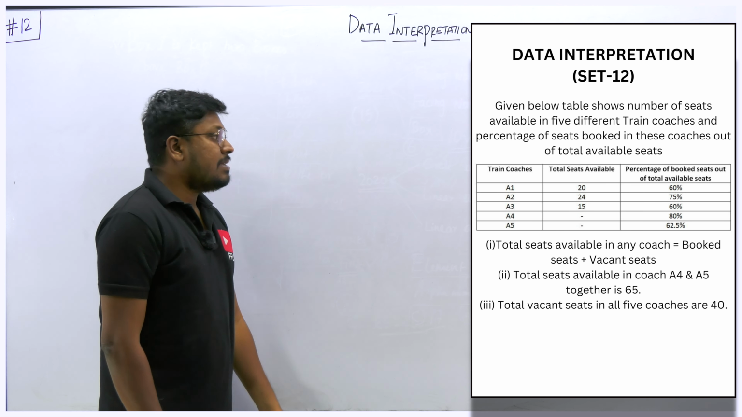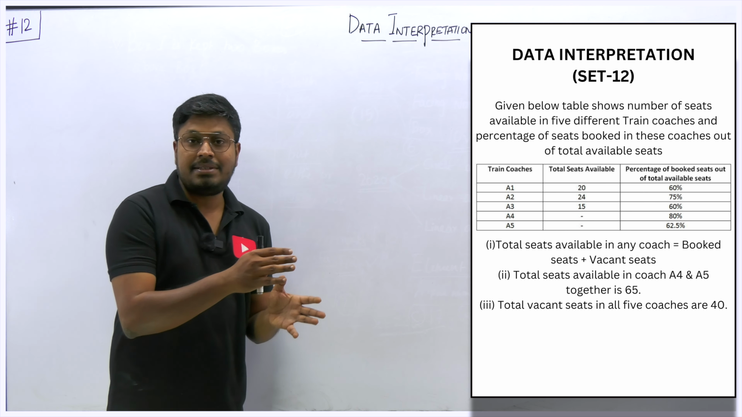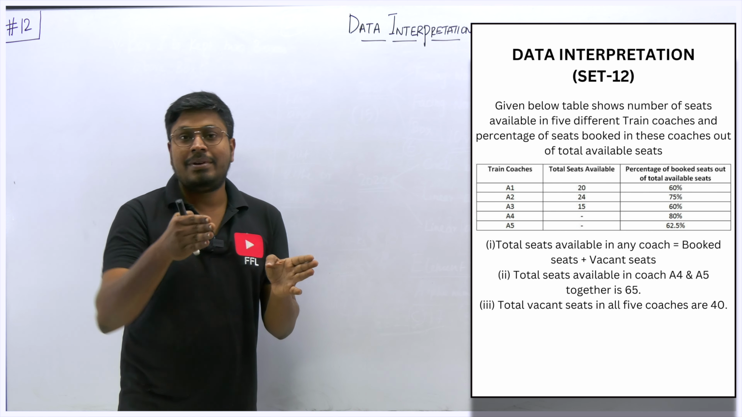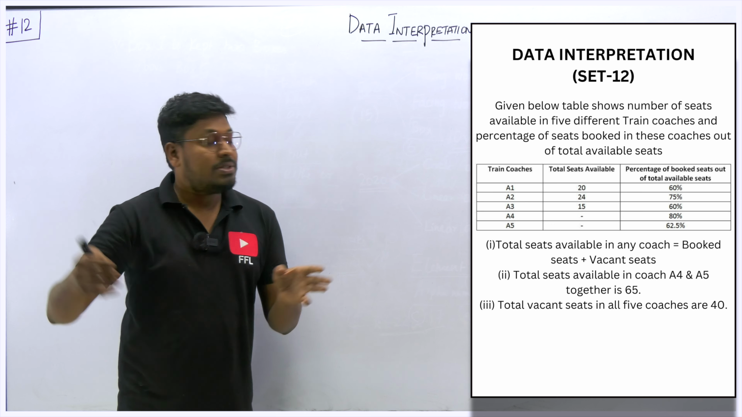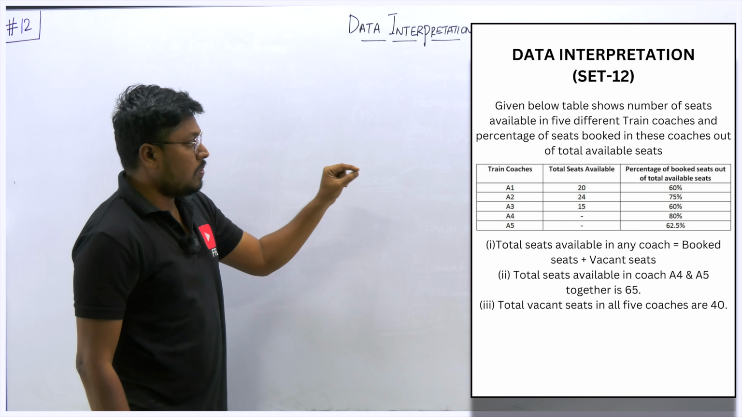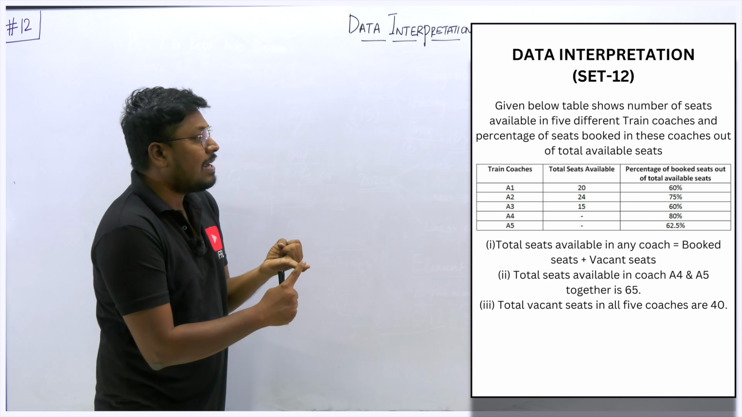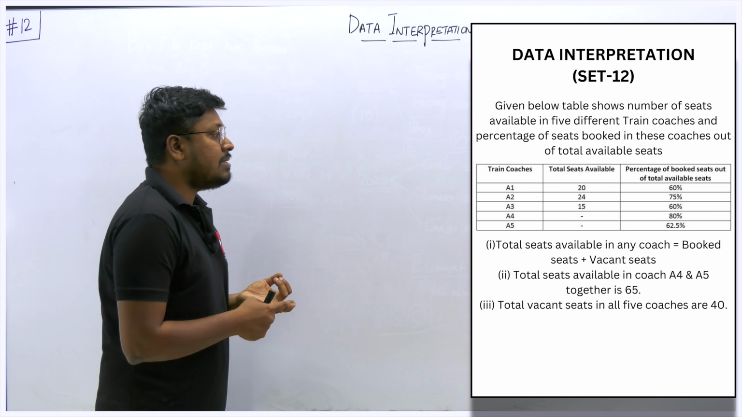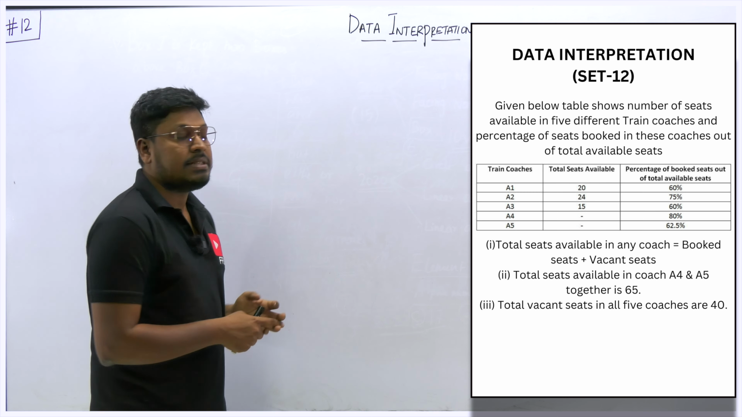Total available seats has been given, and out of that, how many seats have been booked has been given. When you subtract these two values, the result will be the vacant seats. Below that they have given a note. First, total seats will be total vacant seats plus total booked seats. And second, the total available seats of A4 and A5 is 65.